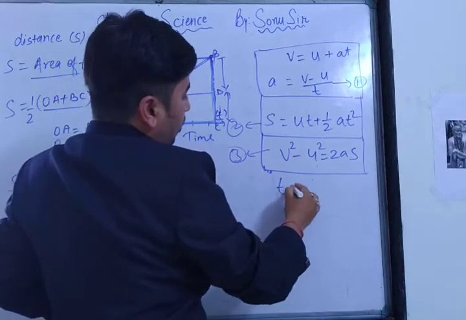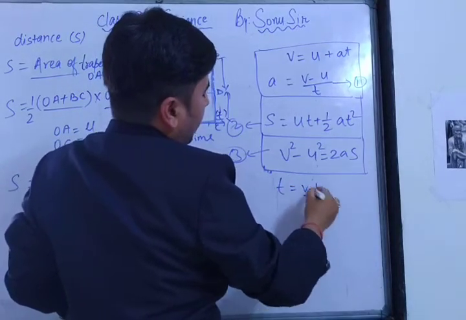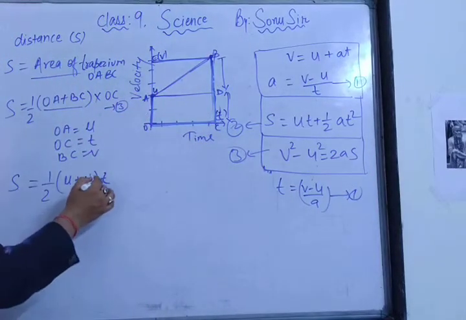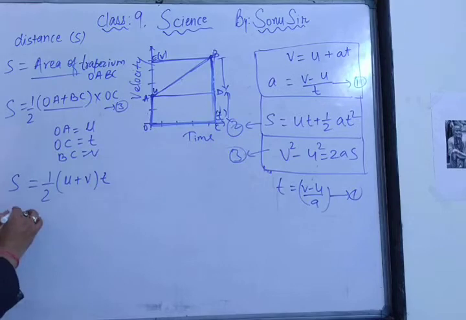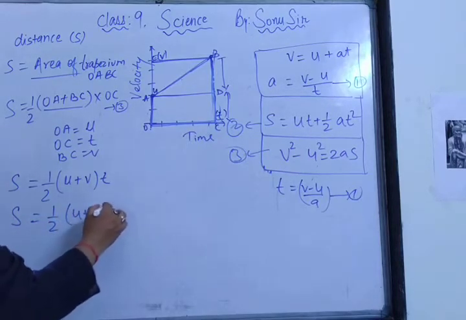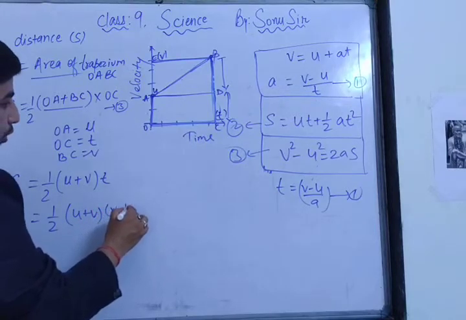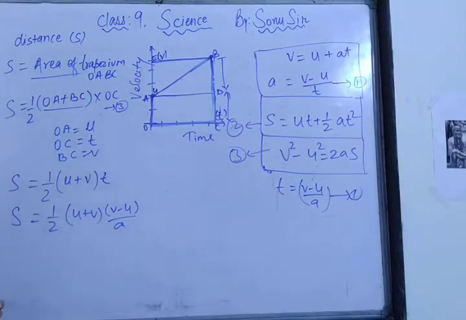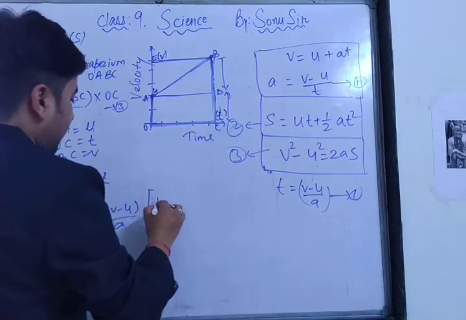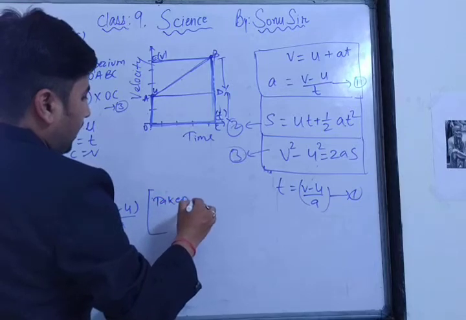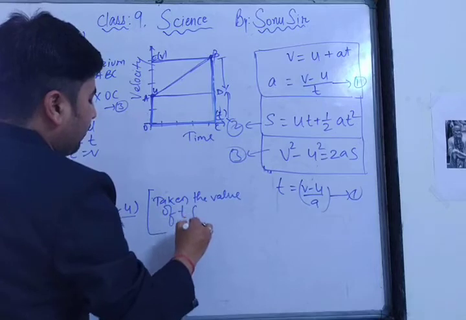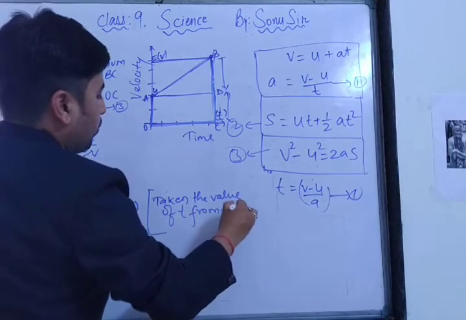T is equal to V minus U upon A. Can we write that from the first equation? So from the first equation, I am going to put the value of T here. S is equal to half into U plus V into V minus U upon A. Can we write? Here we have taken the value of T from equation 1.